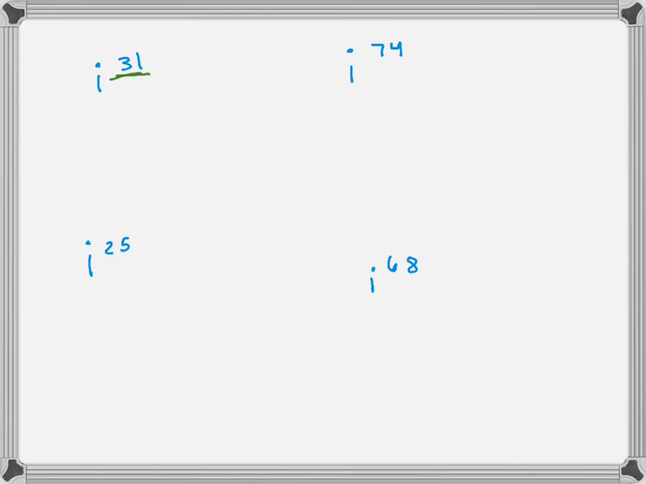So I'll explain this by showing you how I think about it. 31 divided by 4 is also equal to 7 remainder 3, and that's because 28 divided by 4 is 7, and then you have 3 left. So if you look at this remainder portion, that's what goes into the exponent part. So this is also equal to I cubed, because we have a remainder of 3, which is also equal to negative I.